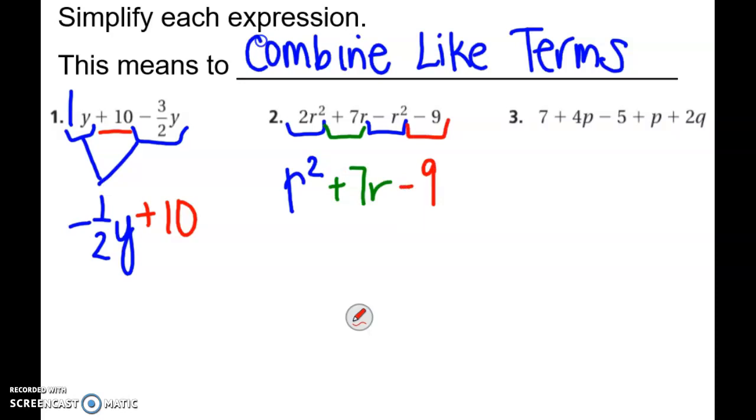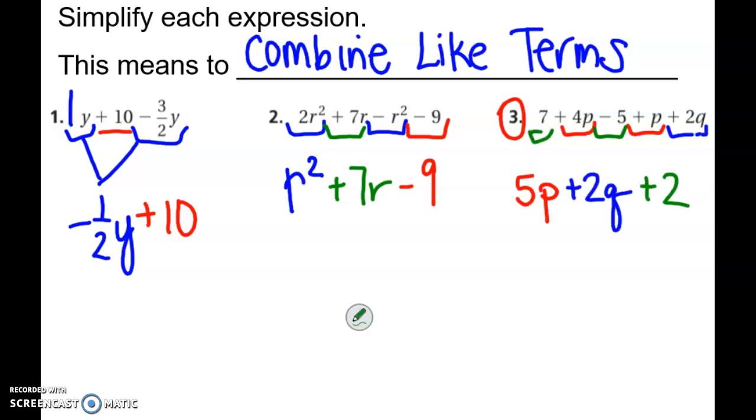And the last one, I'll let you do it, so do number 3 really quick. Try it, put your like terms together, combine them, and then we'll check. Okay, make sure you're actually pausing and trying these. Here's my answer to the last one, number 3.